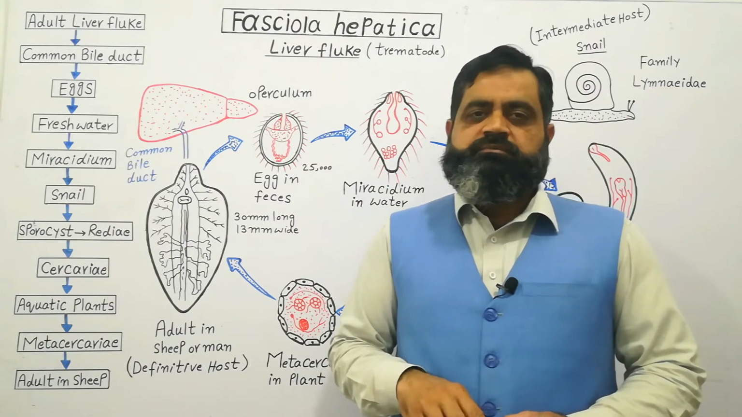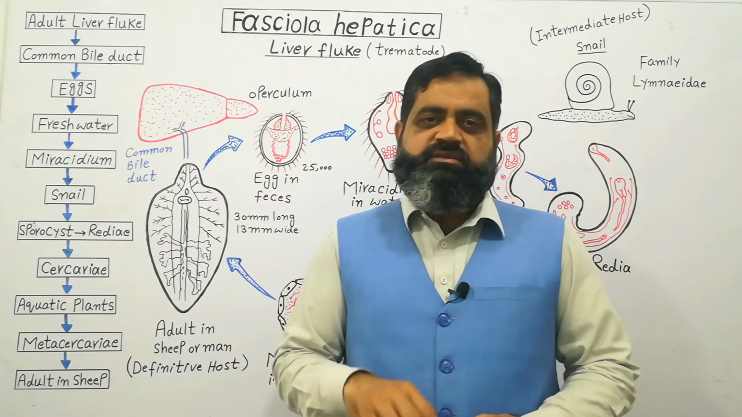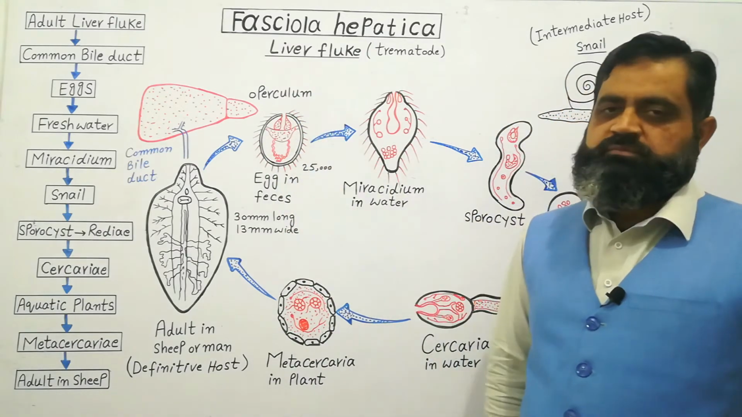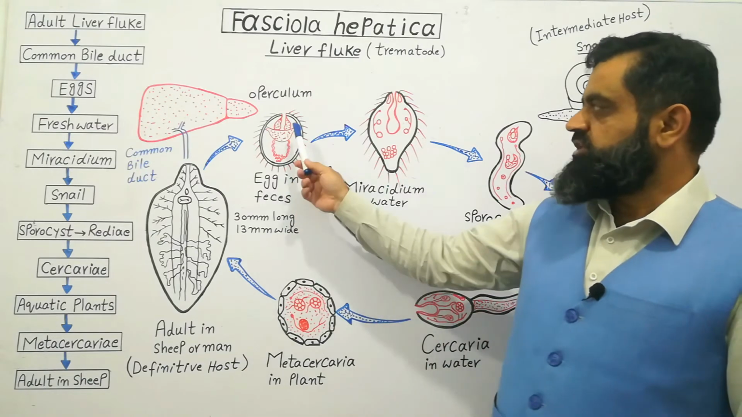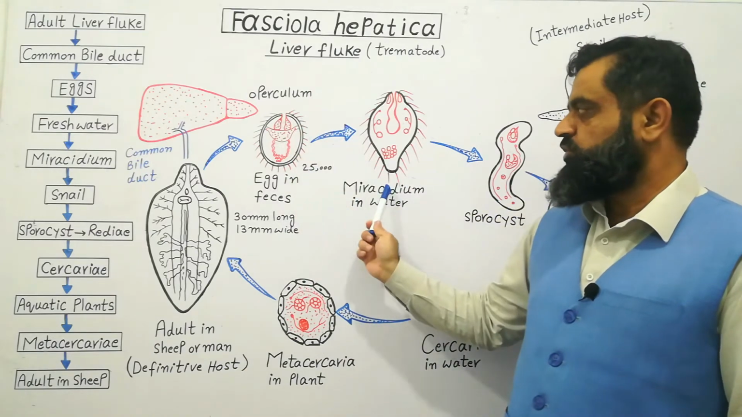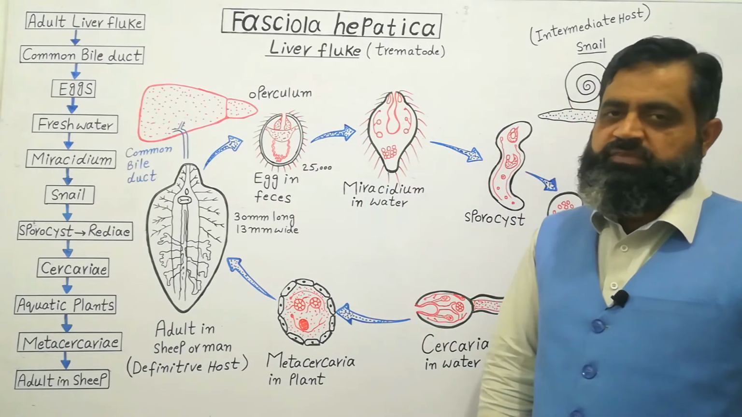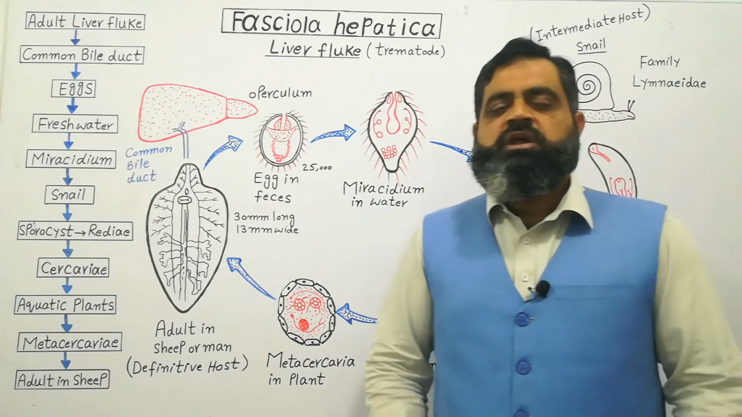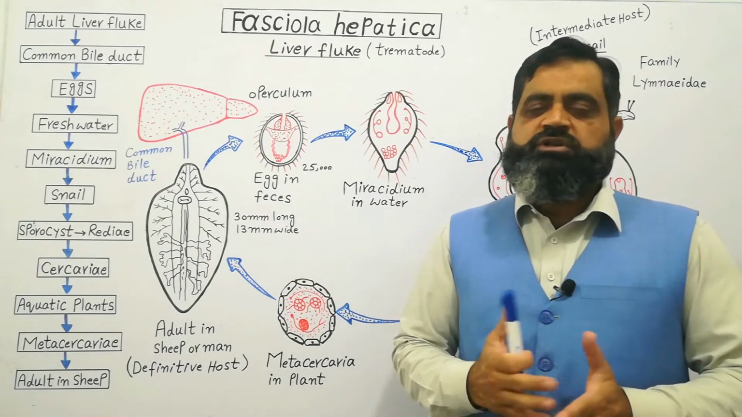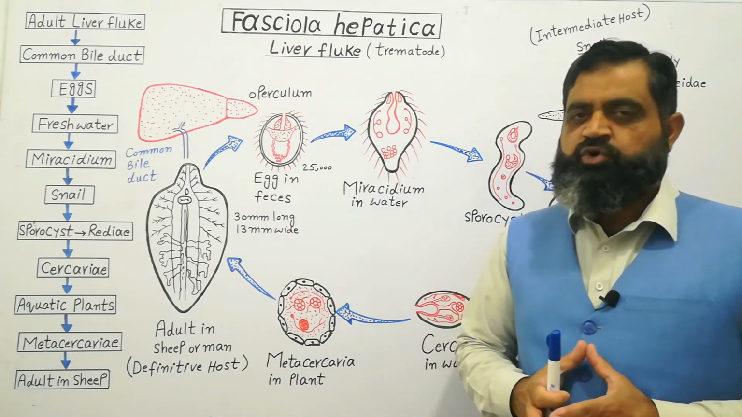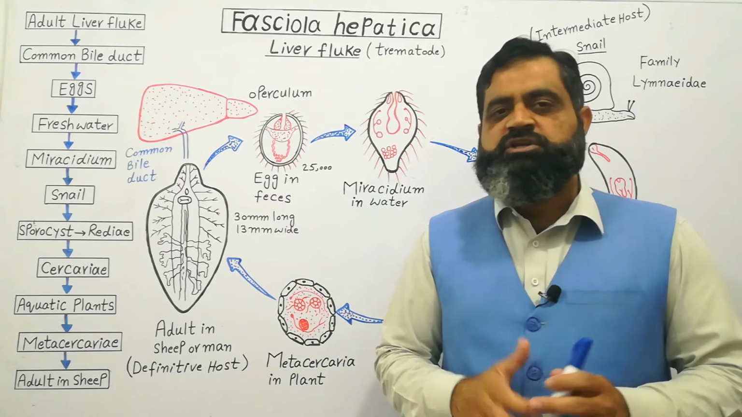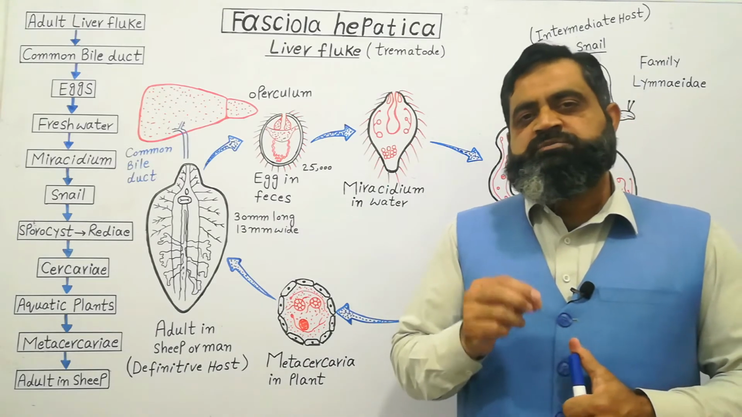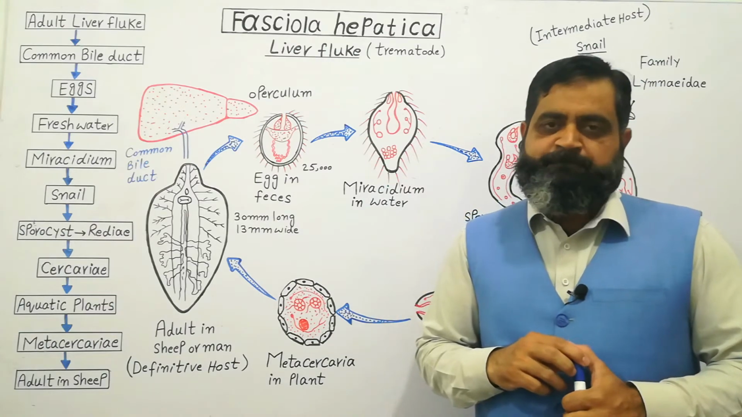In the water, these eggs, which are ciliated, have an operculum-like opening through which a larva emerges, which is known as Miracidium larva. Miracidium larva also has cilia on its surface, with the help of which it moves from one surface to another surface. Now this larva is looking for an intermediate host, which is a specific species of a snail.